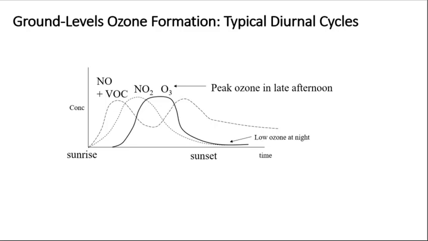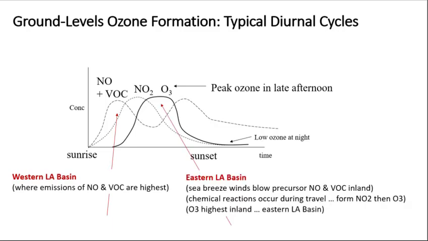Mapping this in space in the LA Basin, NO and VOCs are highest in morning in the western and central LA Basin, and due to the sea breeze and the time lag discussed, the peak ozone later forms in the afternoon in inland locations in the eastern basin, as the polluted mass travels with time inland with the sea breeze.